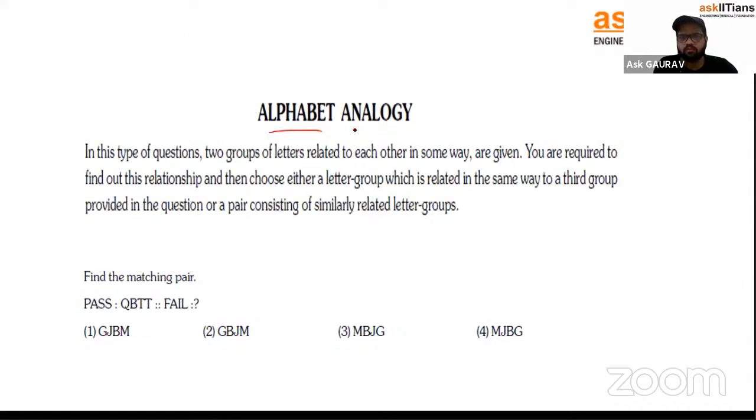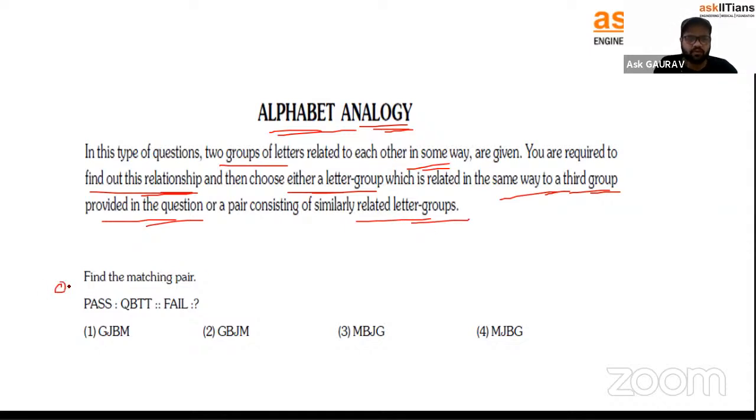Yes, guys. Now is alphabet analogy. In alphabet also some pattern is followed. You have to identify it. In this type of question, two groups of letters are related to each other in some way. You have to identify the relation. You are required to find the same relationship, either a letter or a group which is related in the same way to a third group provided in the question, or a pair consisting of similarly related ones. For example, the question is given. You tell me what is the answer.